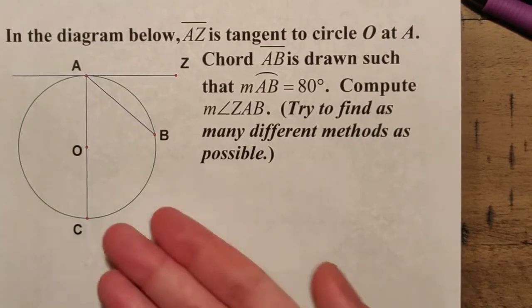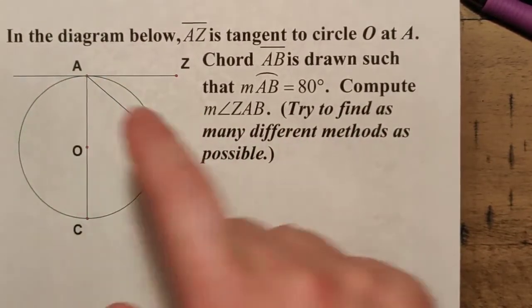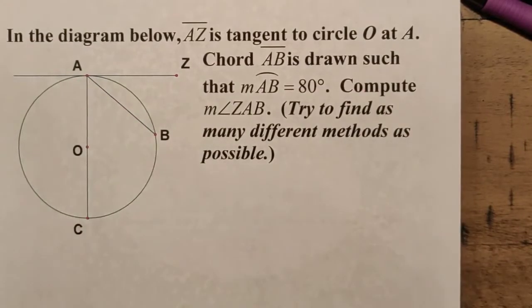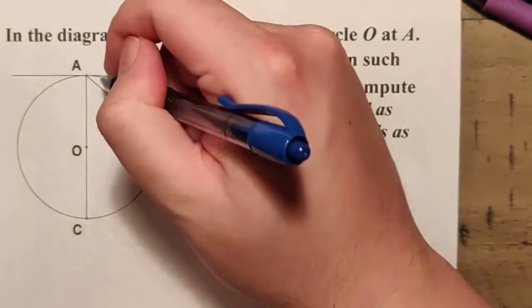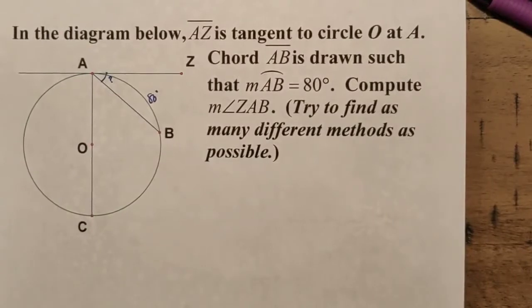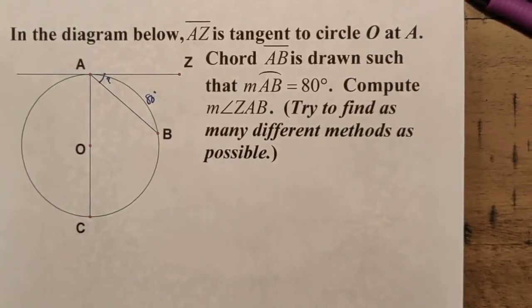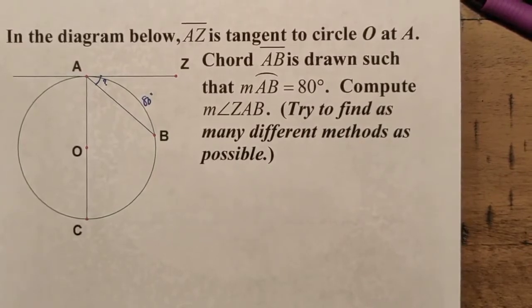So I'd like you to consider this here. We have a picture. I've got AZ being tangent to a circle at this point A, and I have this chord drawn here so that this arc is 80 degrees. We want to find the measure of this angle ZAB. I'm going to do one or two different solutions here. The rest of the solutions we can talk about in the classroom, but I'd like you to just consider this. Pause the video, try this one out on your own first.